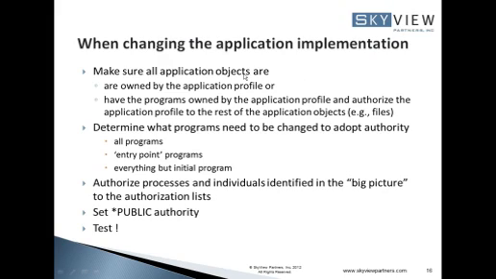Okay, so you're going to make sure everything's owned properly. You're going to get the programs adopting that are supposed to adopt. Then you're going to authorize the processes and individuals as identified in your big picture, that list that we just talked about in the last slide. You're going to set the public authority, and then you're going to test. So let's see what that really looks like in more gory detail.